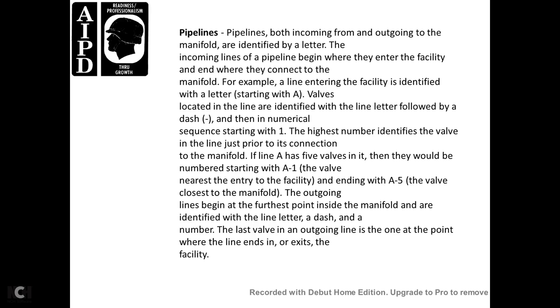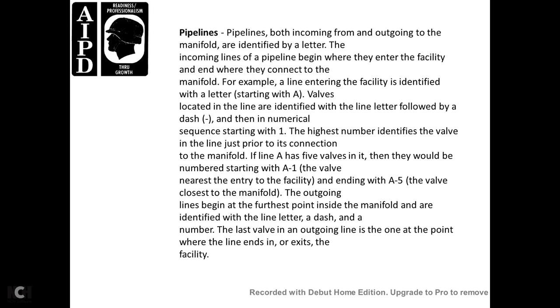Pipelines, both incoming and outgoing at the manifolds, are identified by a letter. Incoming lines begin where the pipeline enters the facility, ending where it connects to the manifold. For example, the line entering the facility is identified with a letter starting with A. Valves located on the line are indicated with the line letter followed by a dash and then a number, starting with the highest number that identifies the valve on the line just prior to the connection to the manifold.